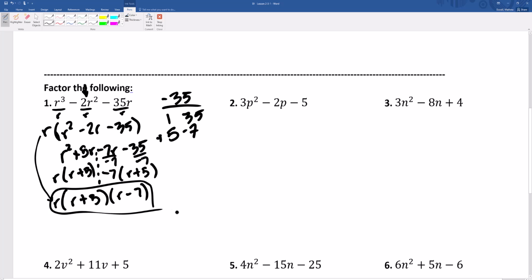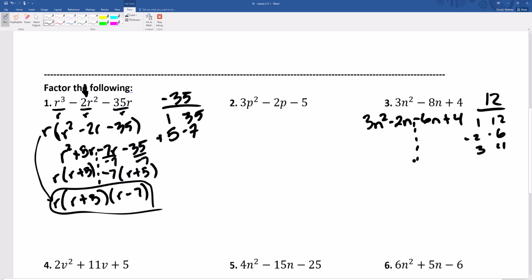Let's look at number 3. a times c, 3 times 4 is 12. Factors of 12 that add to negative 8: 1 and 12, 2 and 6, 3 and 4. So it looks like negative 2 and negative 6. So I'm going to break apart that 8n. So 3n squared minus 2n minus 6n plus 4.